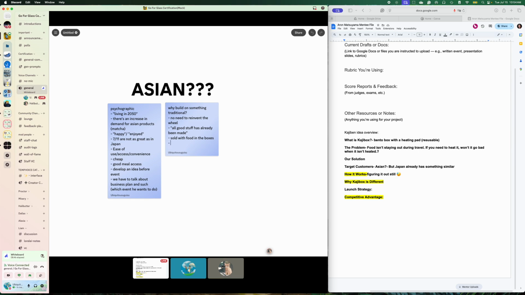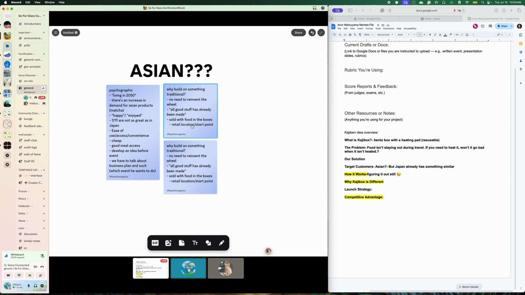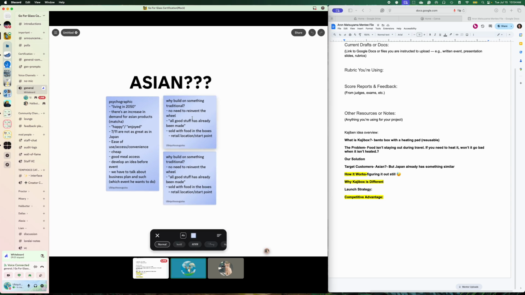Mm-hmm. So that's good. That helps us. The whole idea of selling with food inside the box is going to help us with retail location and starting point. All right, next one. First of all, do you have anything to add to this, the building on something traditional? The biggest thing I saw was all the good stuff has already been made, so there's no need to reinvent the wheel. If we're selling the food in the boxes, that sort of helps us understand our retail location and our starting point. Anything else there? No, I think we're good.